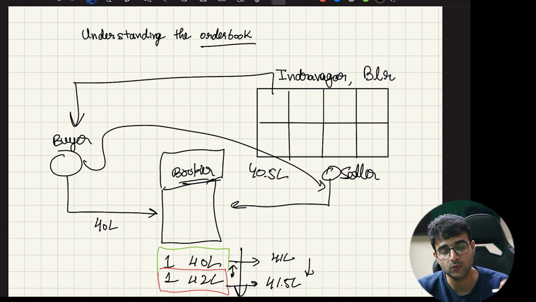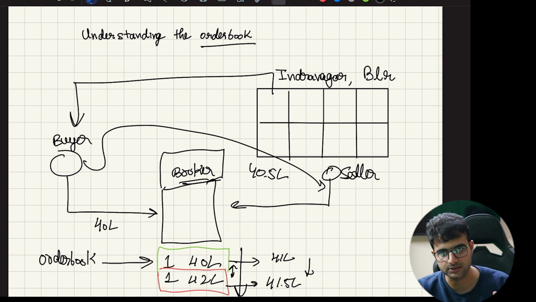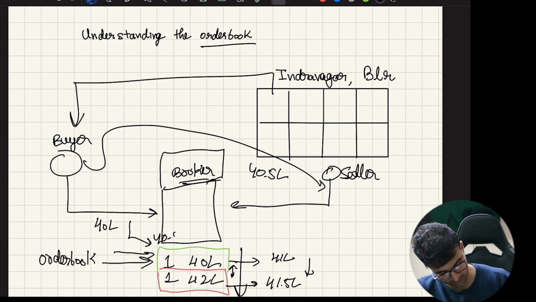The broker is what provides a central place to buyers and sellers and gives them this central book to look at. This is what's called the order book, a place that's publicly available that shows all the bids and the asks. What are bids and asks? This person is bidding, I'll pay 40 lakh. Someone else might come and be like, I'll pay 40.5 lakhs.